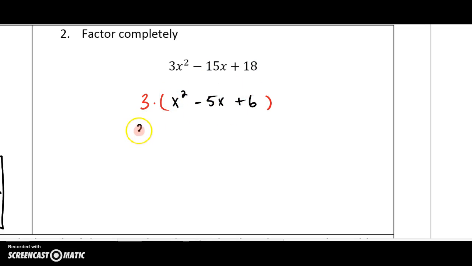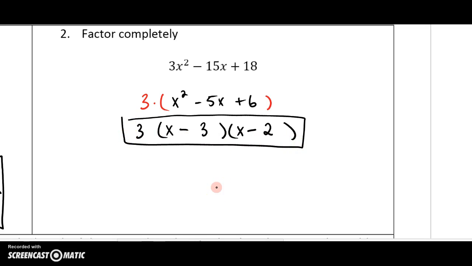So I've got the 3 here, and I'm just trying to think, what times what makes all this? Since a is 1, I'm going to go ahead and say x times x makes x squared. And now I'm thinking, what times what makes a positive 6? It could be a positive and a positive, or a negative and a negative. Since these are negative, I know it's going to be a negative number and a negative number. So what two numbers multiply to make 6 and add to make negative 5? 3 and a 2. That is the factored form of this up here.